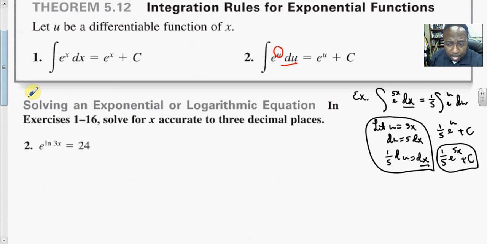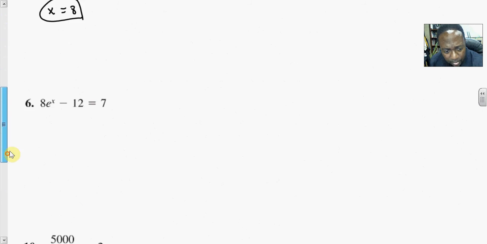So now here, just for a while, you can forget about calculus and say, for this, solve for x accurate to 3 decimal places. Now e to the natural log, they're inverses of each other, so this leaves the term 3x. Here that's equal to 24. X is equal to 8.